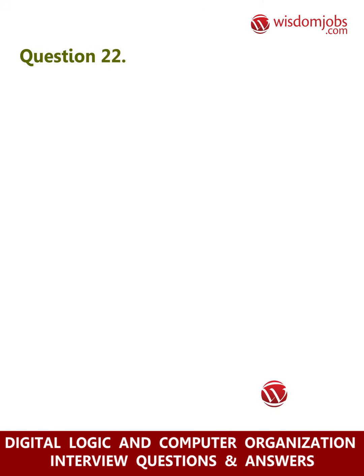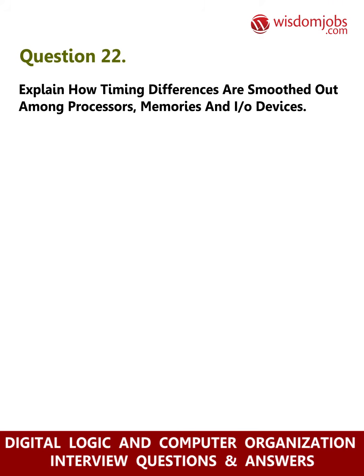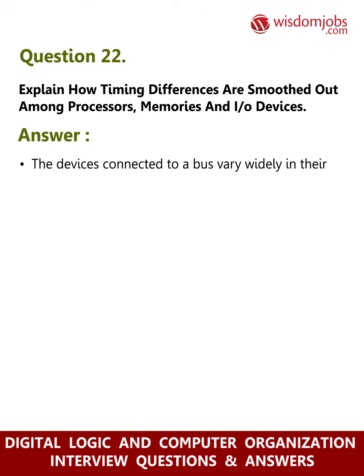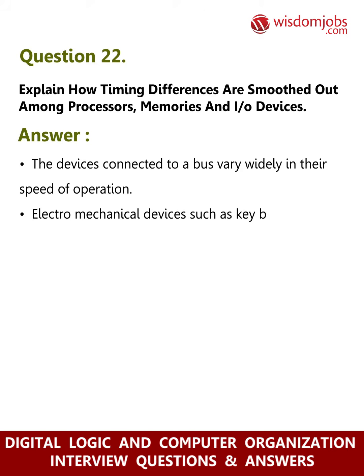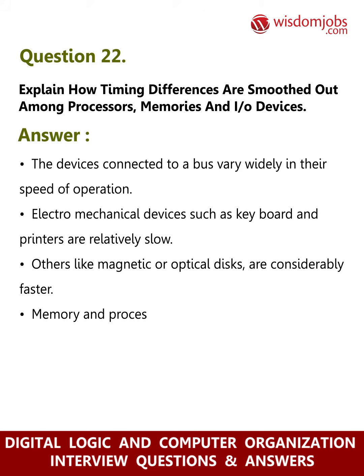Question 22. Explain how timing differences are smoothed out among processors, memories and I/O devices. Answer. The devices connected to a bus vary widely in their speed of operation. Electromechanical devices such as keyboards and printers are relatively slow. Others like magnetic or optical discs are considerably faster. Memory and processor units operate at electronic speeds.